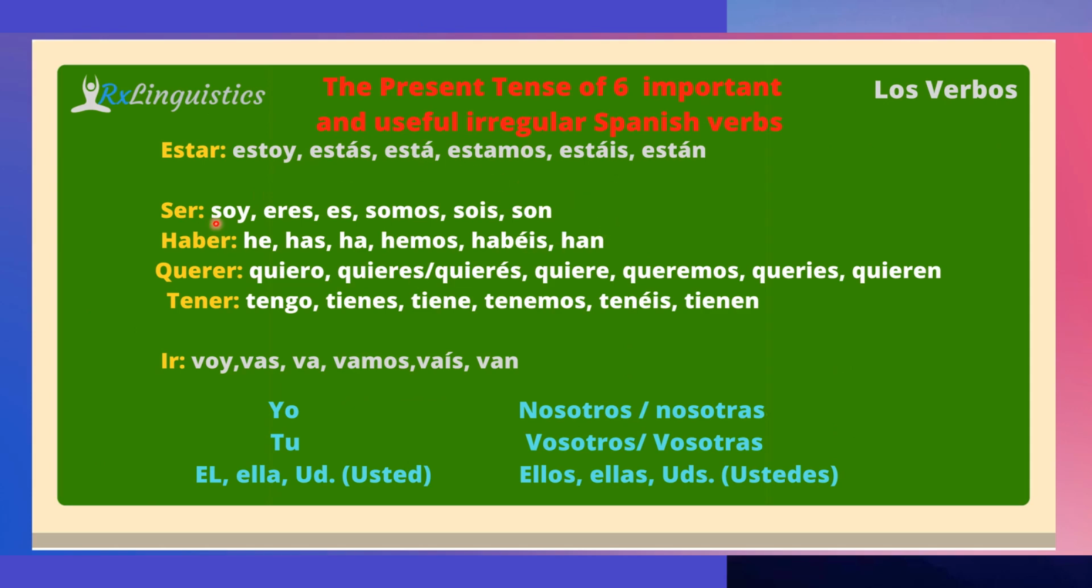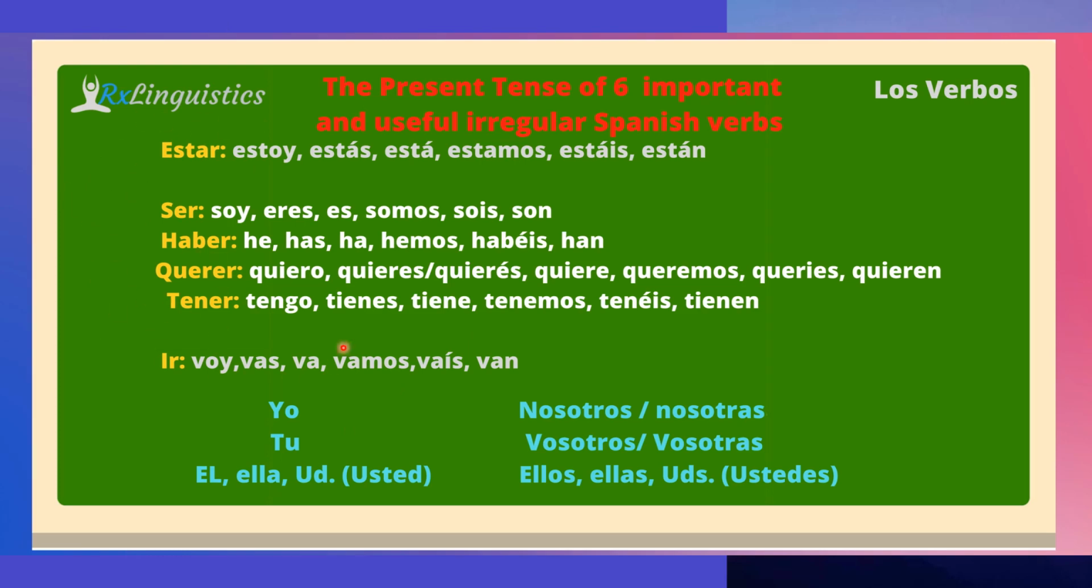Well, let's look at some irregular present tense here. All Spanish verbs end in AR or ER or IR. So there are three main conjugations known as primera conjugación, segunda conjugación, y tercera conjugación. But these are irregular verbs.